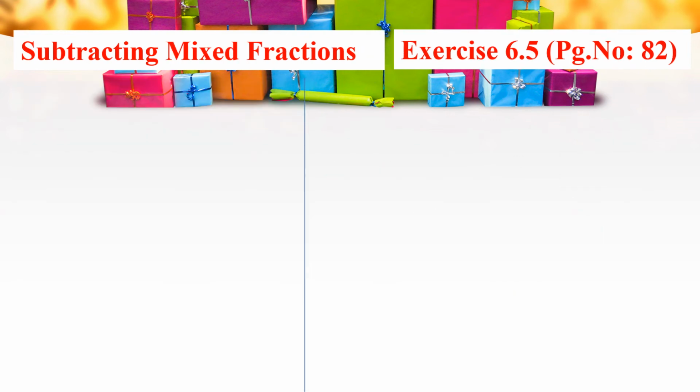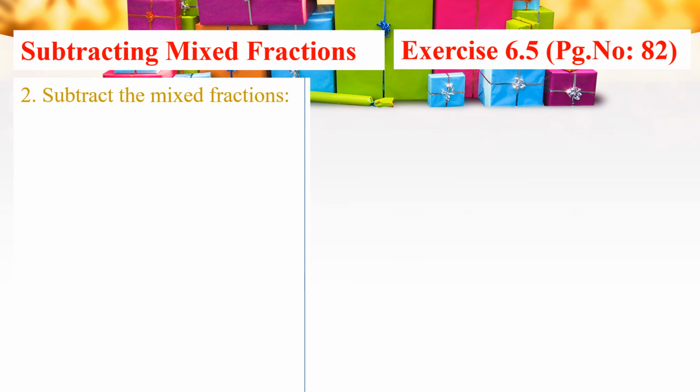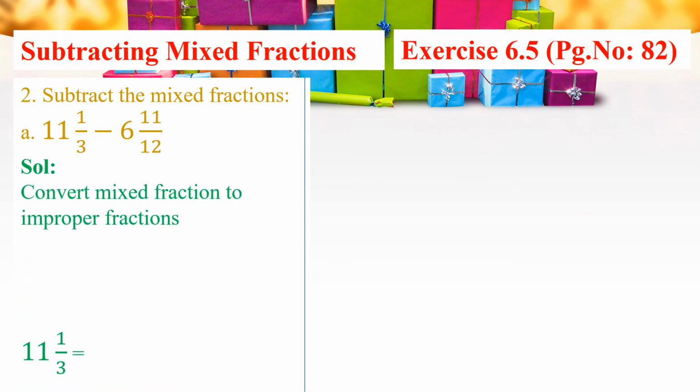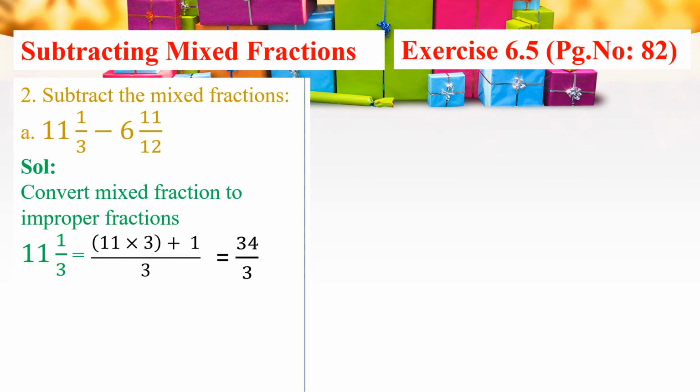Subtracting mixed fractions. Exercise 6.5, page number 82. Subtracting the mixed fractions. A question, 11 1 by 3 minus 6 11 by 12. The first step is to convert the mixed fraction into an improper fraction. Let us take the first fraction 11 1 by 3, which is equal to 11 into 3 plus 1 divided by 3, which is equal to 34 by 3.